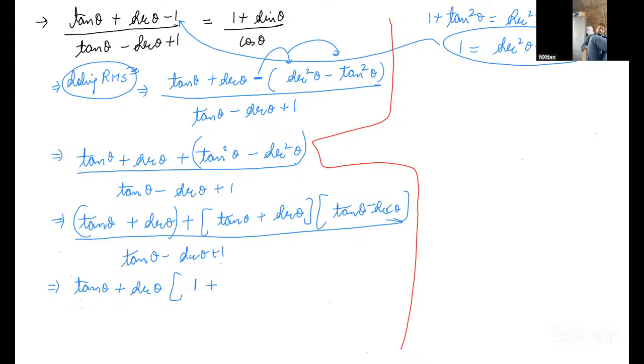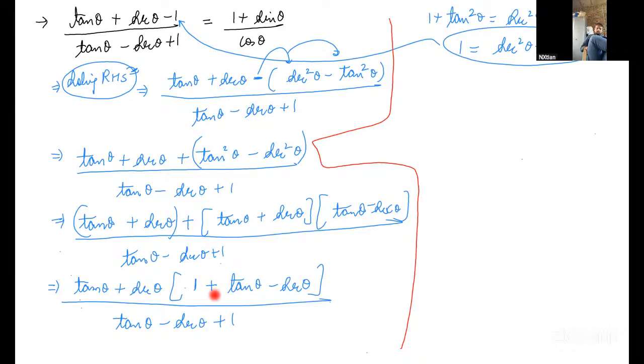Plus, in this, the whole term is out, so what remains behind? Tan theta minus sec theta. So it is tan theta minus sec theta upon tan theta minus sec theta plus 1. Did you understand what I did, guys? From these two terms, tan theta plus sec theta is totally out, so the first remains as 1 and the second remains as tan theta minus sec theta.